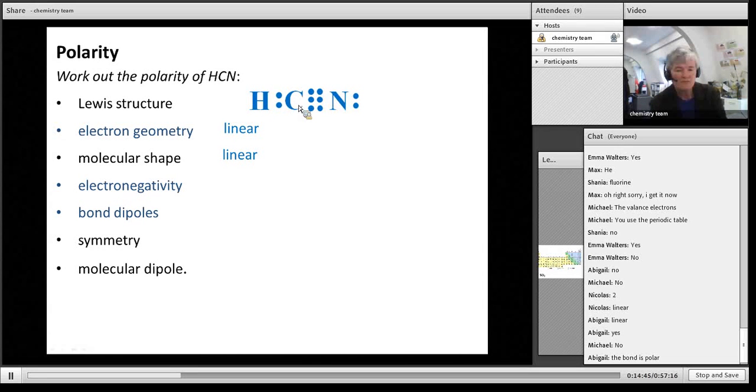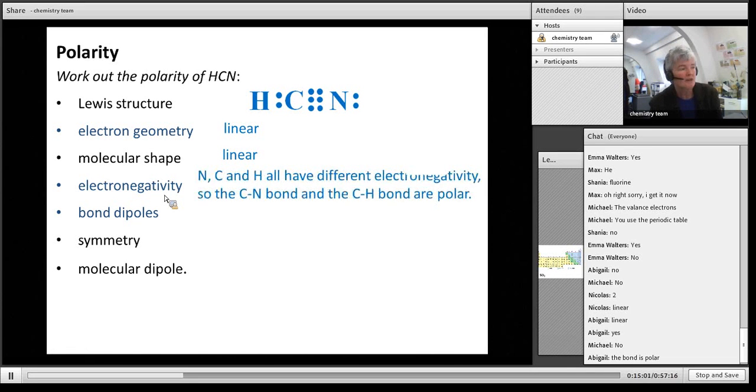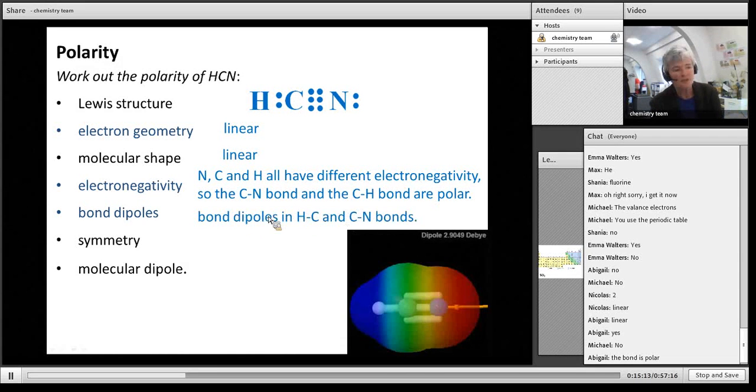Do you notice I'm spelling it out? So make sure you spell out all the detail. So the CH bond is polar and the CN bond is polar because there is a difference in electronegativities, as all three have got different electronegativities. Okay, so you spell it out. N, C, H all have different electronegativities, so the CN bond and the CH bond are polar, and therefore there'll be a bond dipole in each bond, and this is what it turns out to be like.